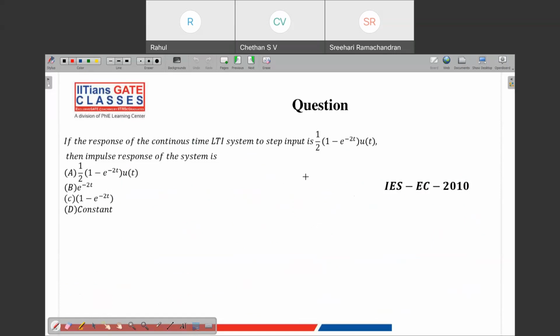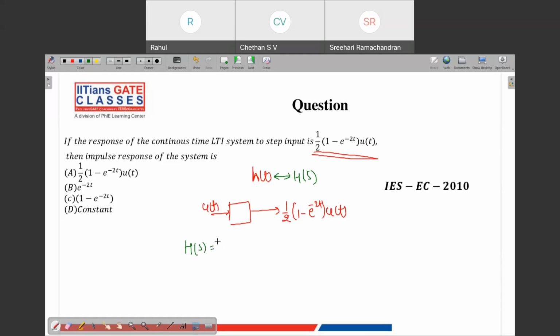So in this case, we have a continuous time LTI system. The response to a step input is this. That means you have a system, and when you give the input as a unit step, your output is going to be 1 by 2, (1 minus e to the power minus 2t) u(t). And for this case we need to find the impulse response. You cannot find the impulse response directly in the time domain, you need to take the help of the Laplace transform. So h(t) is the inverse Laplace transform of H(s), so we will first find H(s).